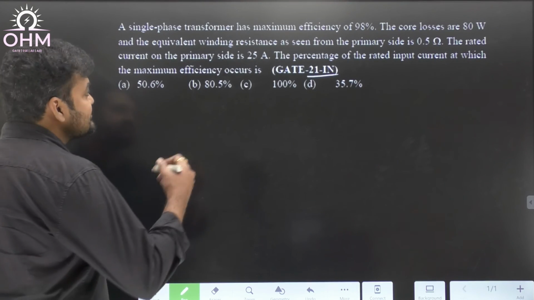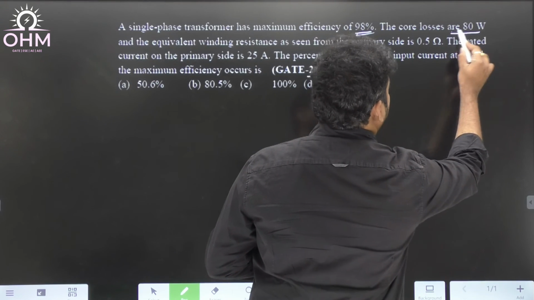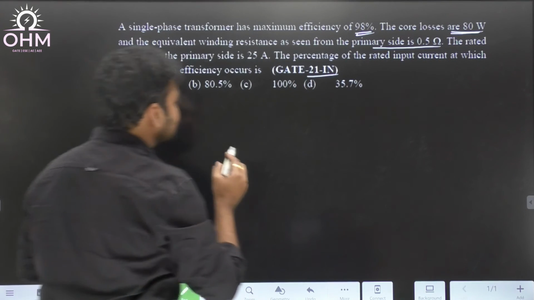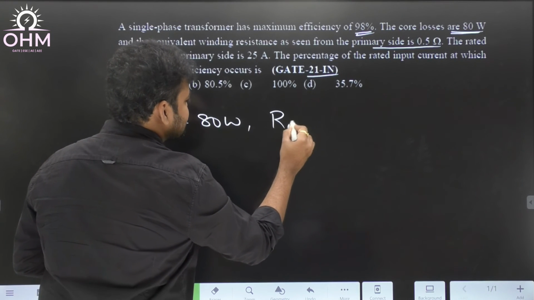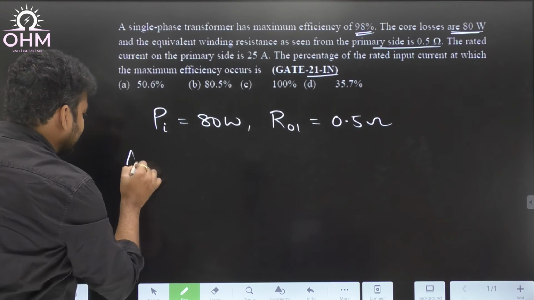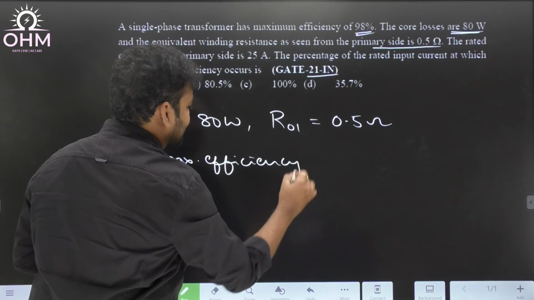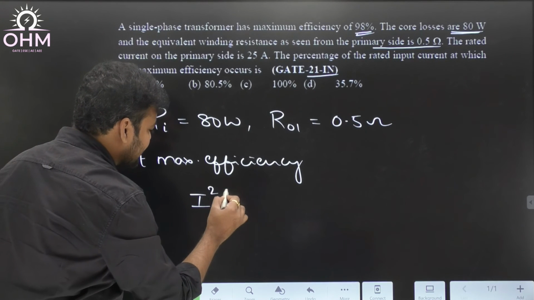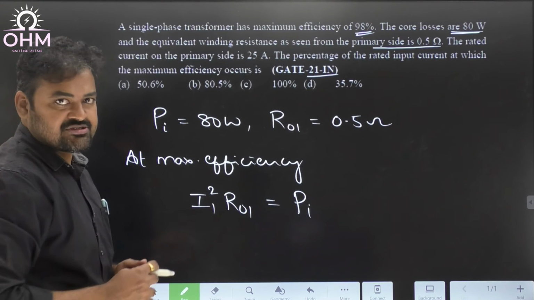Okay, see, it was clearly mentioned maximum efficiency 98%, and core losses are also mentioned. What is the core loss value? 80 watt. And the winding resistance seen from the primary side, that is R01. Iron loss is equal to 80 watt. Total resistance referred from the primary side is 0.5 ohm. Okay, we know at maximum efficiency, copper loss value is equal to iron loss value. Am I correct? What is the copper loss formula? Let's say current is I1, then I1 square R01 should be equal to the iron loss value. This is at maximum efficiency.